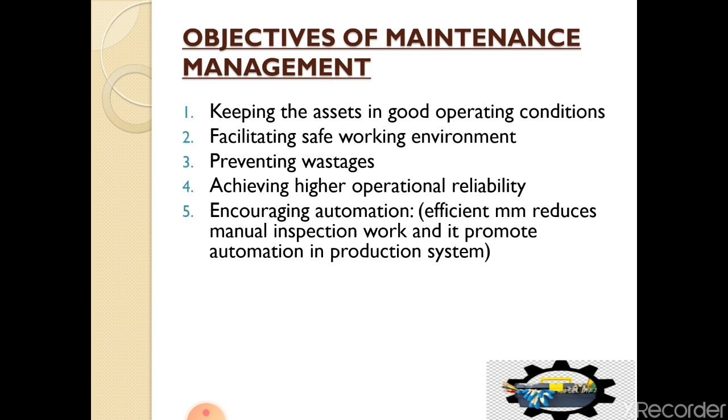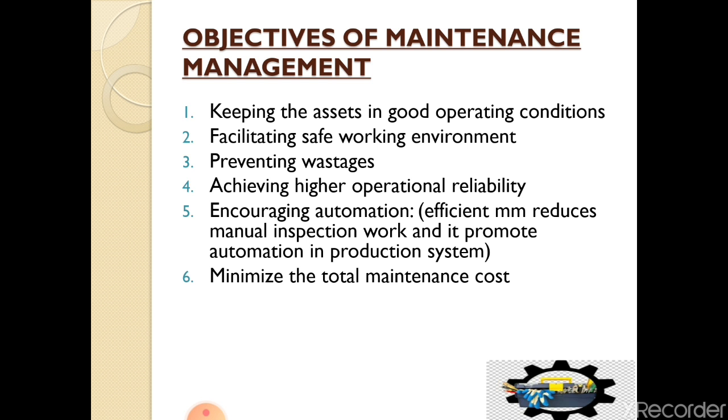Next one is encouraging automation. Encouraging automation is a very important objective, because with more and better automation, a preventive maintenance plan is achievable with the right plan of action. And we have computer based maintenance management systems. So efficient maintenance management reduces manual inspection work, and it promotes automation in the production system.